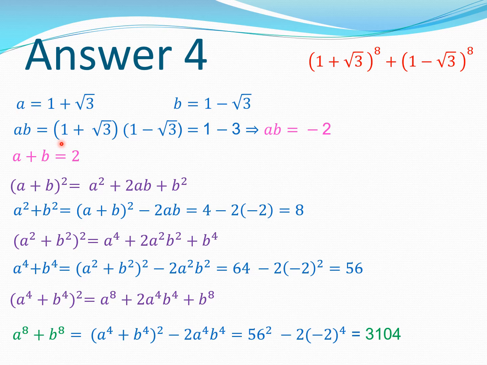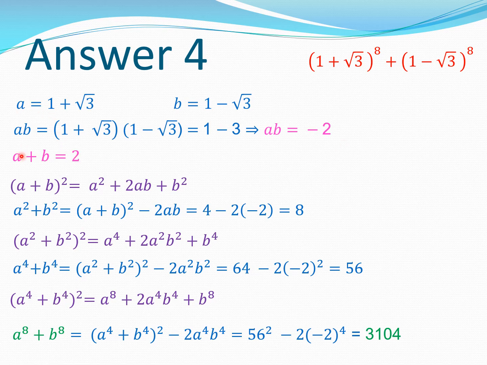So ab you know is 1 plus root 3 into 1 minus root 3. And then I can use the algebraic formula about a plus b into a minus b. So I will get 1 square minus root 3 square. So that is 1 minus 3. So ab is simply minus 2. Again, I put it in pink because we are going to use this equation repeatedly.